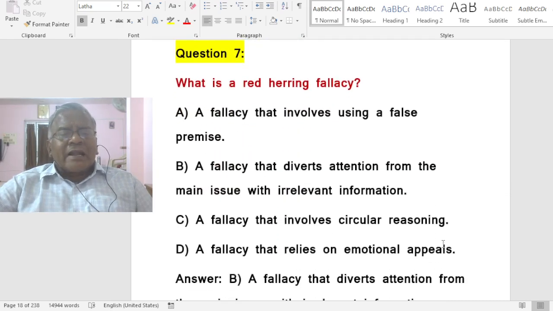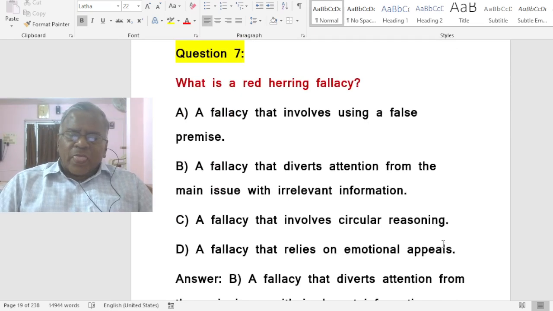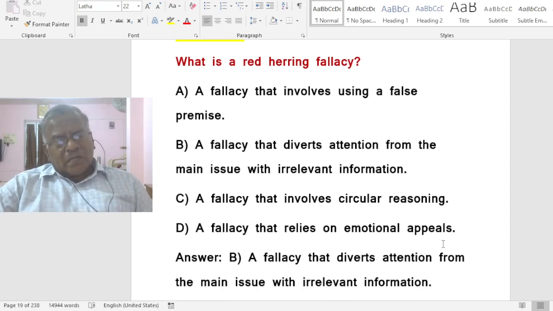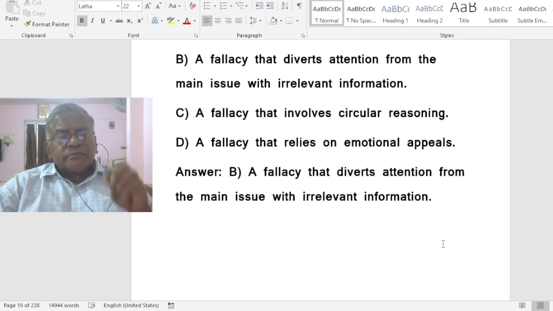What is a red herring fallacy? What do you mean by this red herring fallacy? This is another type of fallacy. A, a fallacy that involves using a false premise. B, a fallacy that diverts attention from the main issue with the irrelevant information. C, a fallacy that involves a circular reasoning. D, a fallacy that relies on emotional appeals. So what is a red herring fallacy? It is a fallacy that diverts attention from the main issue with the irrelevant information.